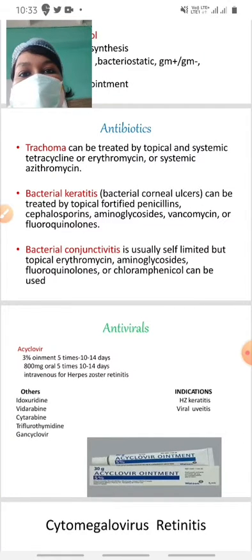So trachoma can be treated by either topical or systemic tetracycline or erythromycin, and bacterial keratitis, meaning the bacterial corneal ulcers, can be treated by penicillin, cephalosporin, aminoglycoside, and bacterial conjunctivitis doesn't actually need treatment always, but in cases which are not resolving, we can treat them with topical erythromycin and aminoglycoside fluoroquinolones.